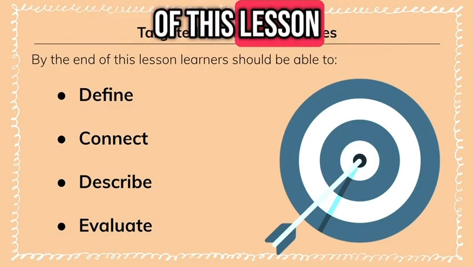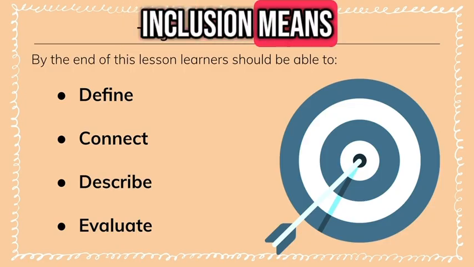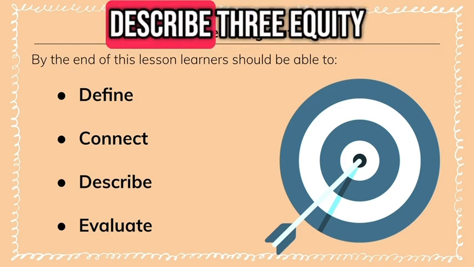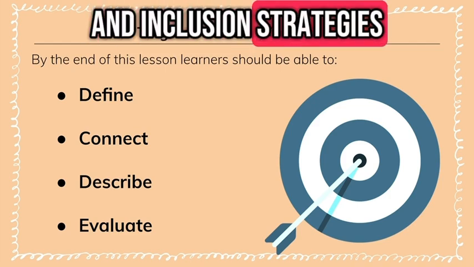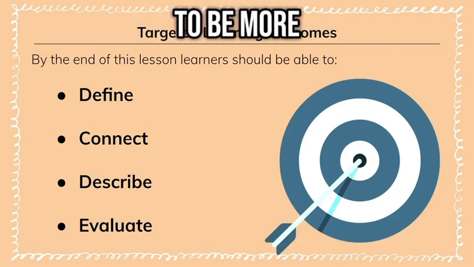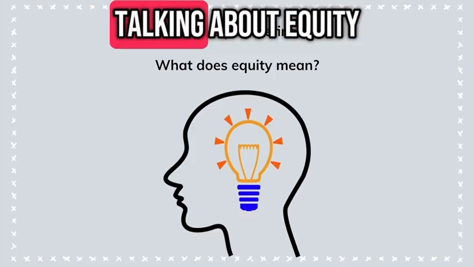By the end of this lesson, learners should be able to define what equity and inclusion means, connect the information gained to their own teaching practice, describe three equity and inclusion strategies, and evaluate their own teaching practice and understand how to grow it to be more centered around equity and inclusion. We will begin this lesson by talking about equity.